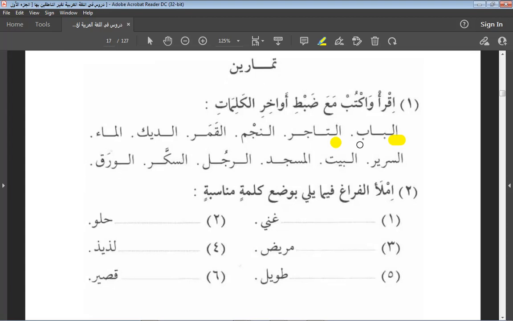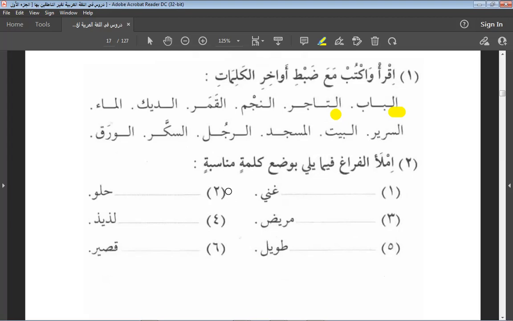Okay. So we will do the huruf qamariya and shamsiya separately, inshallah. So that is what he wants to see us do here, whether we would give these ones the shadda. Though he says awakhir al-kalimat, it also counts here. So we say: al-babu, at-tajiru, an-najmu, al-qamaru, ad-dikhu, al-ma'u, as-sariru, al-baytu, al-masjidu, ar-rajulu, as-sukkaru, al-waraqu. So the pronunciations differ depending on whether it's a harf qamari or shamsi.